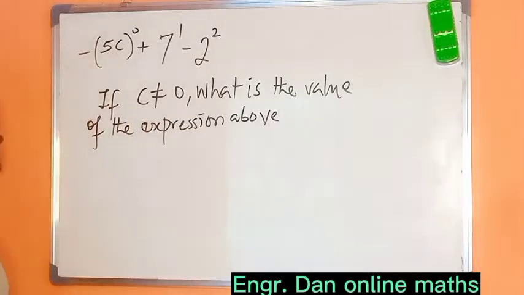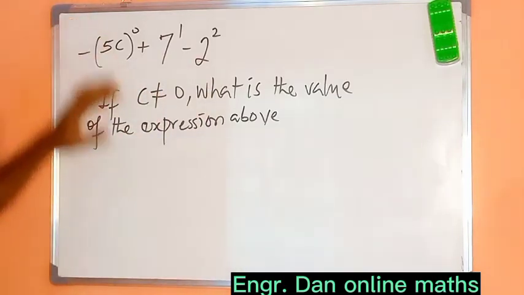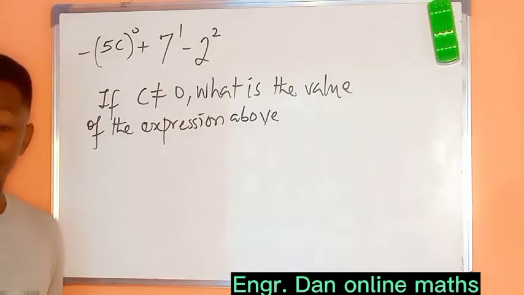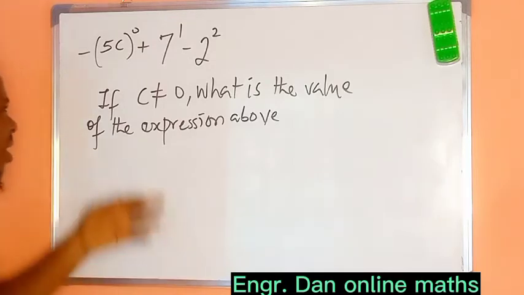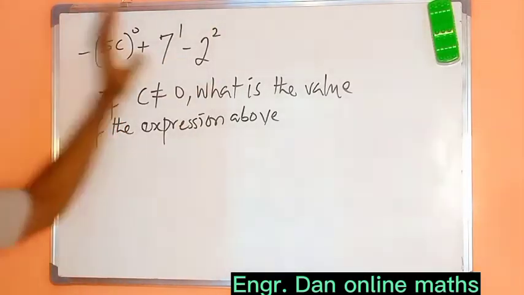The way you see these terms carrying powers, you say, okay, it's related to indices. The first term can be solved simply by applying the zero index law in indices. While for the second term, 7 raised to power 1 is just 7, while 2 raised to power 2 is just 4. So let's simplify everything here.